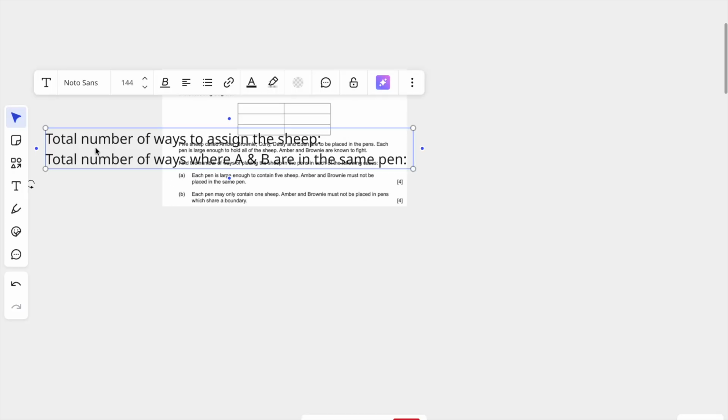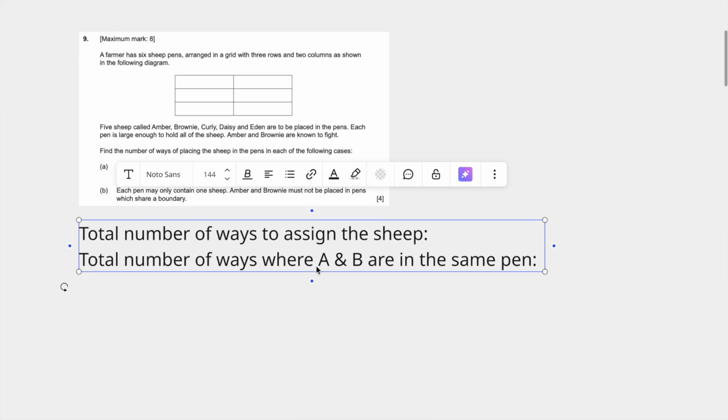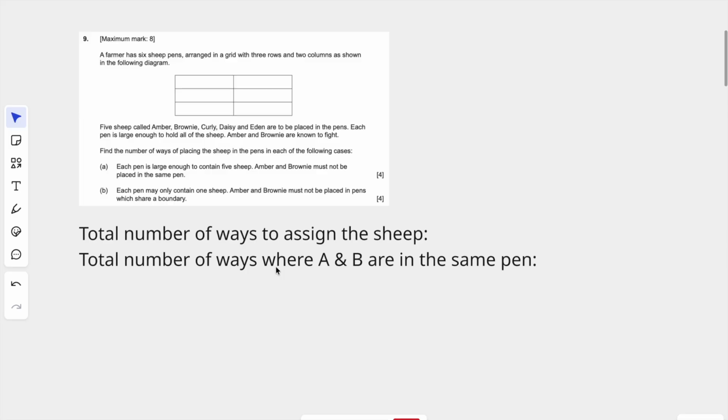For part A, we need to find out the total number of ways of placing the sheep with the restriction that Amber and Brownie cannot be placed in the same pen. So for this, one way to solve it is to first find out all the possible ways to arrange the sheep in the pens, and then find out how many ways you can include Amber and Brownie in the same pen, and simply take the difference of these values to find out the number of ways in which Amber and Brownie are not in the same pen.